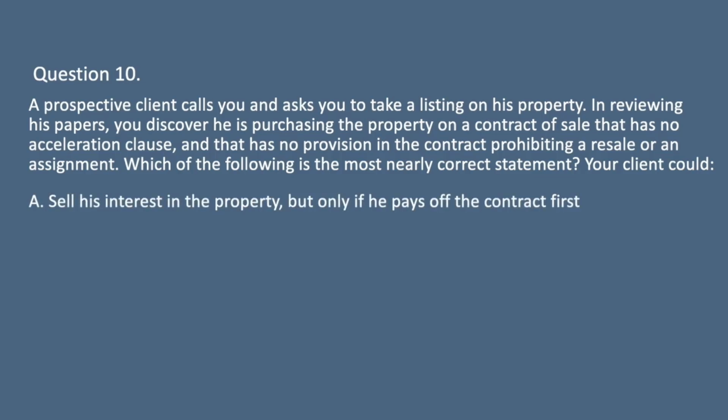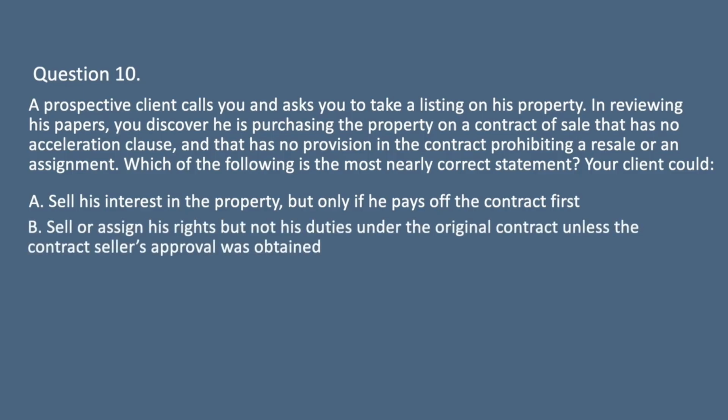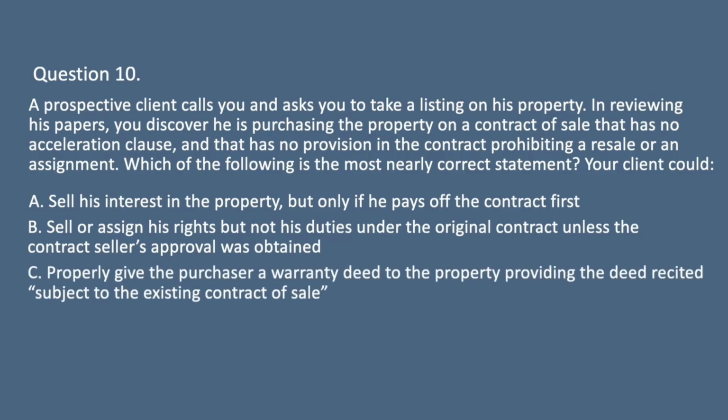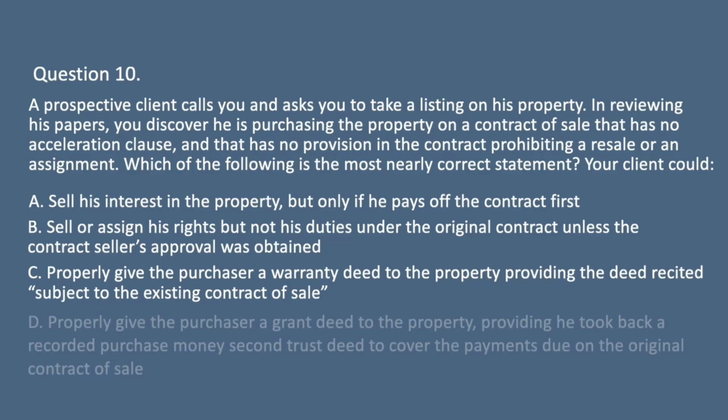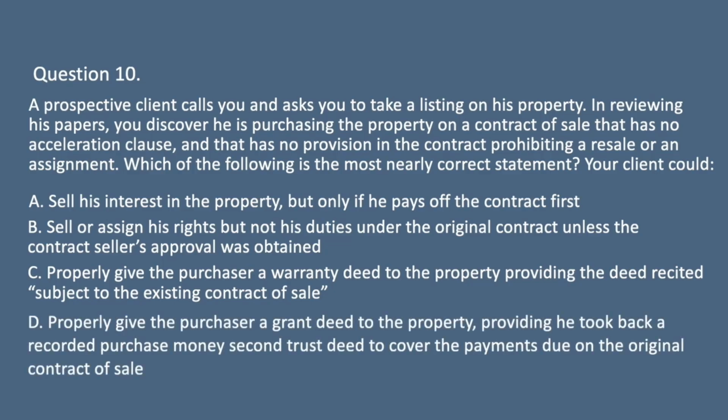A. Sell his interest in the property, but only if he pays off the contract first. B. Sell or assign his rights but not his duties under the original contract unless the contract seller's approval was obtained. C. Properly give the purchaser a warranty deed to the property providing the deed recited subject to the existing contract of sale. D. Properly give the purchaser a grant deed to the property, providing he took back a recorded purchase money second trust deed to cover the payments due on the original contract of sale.